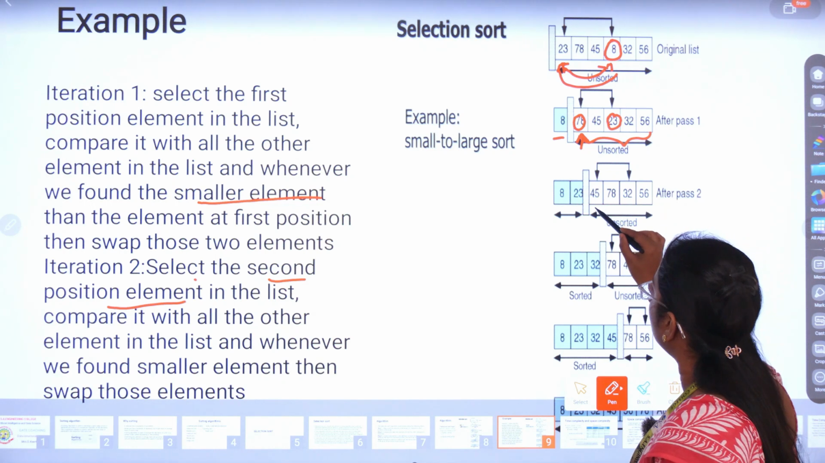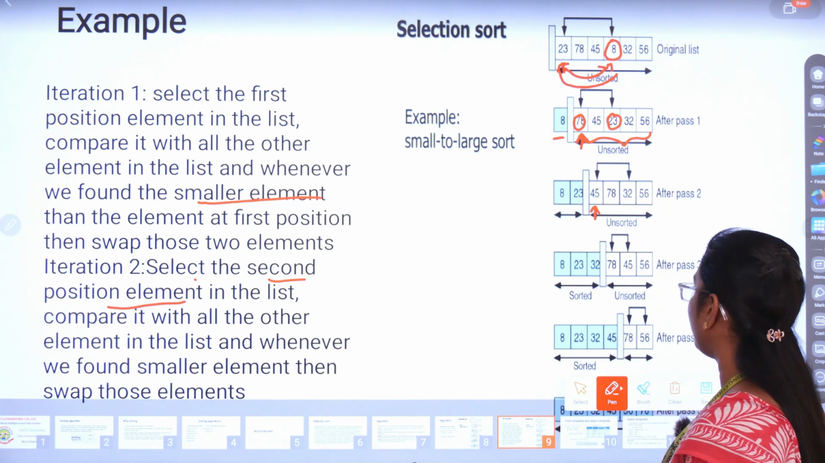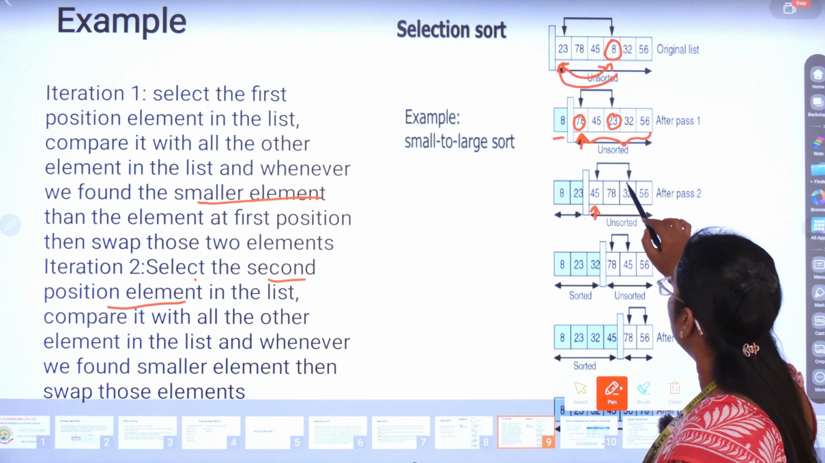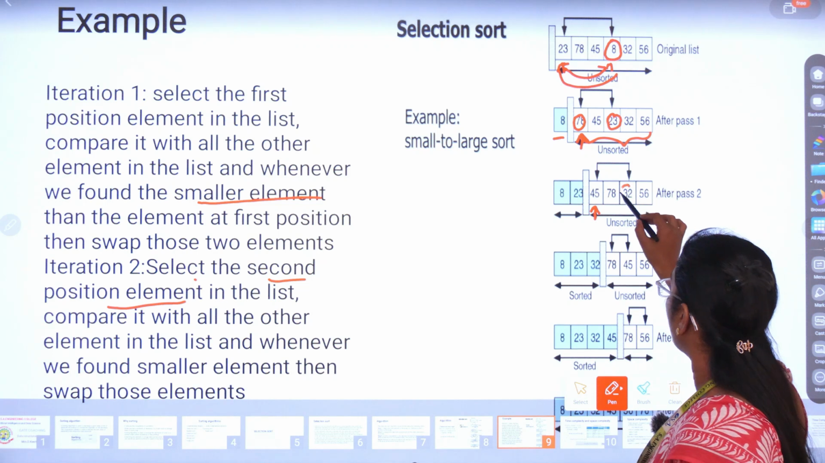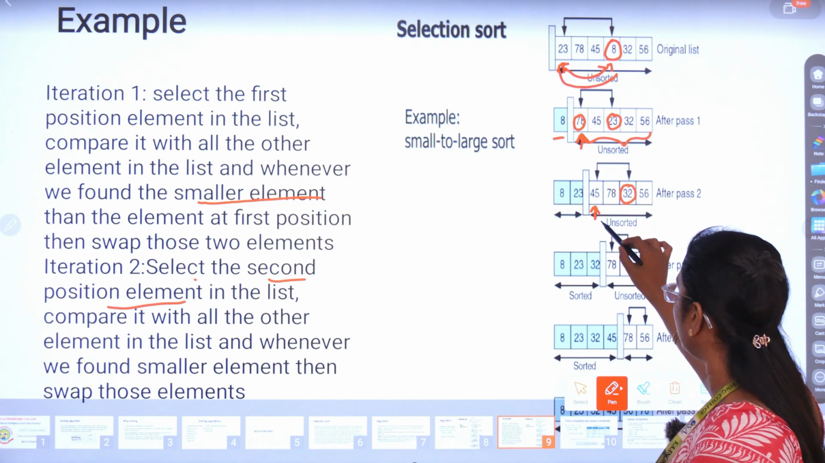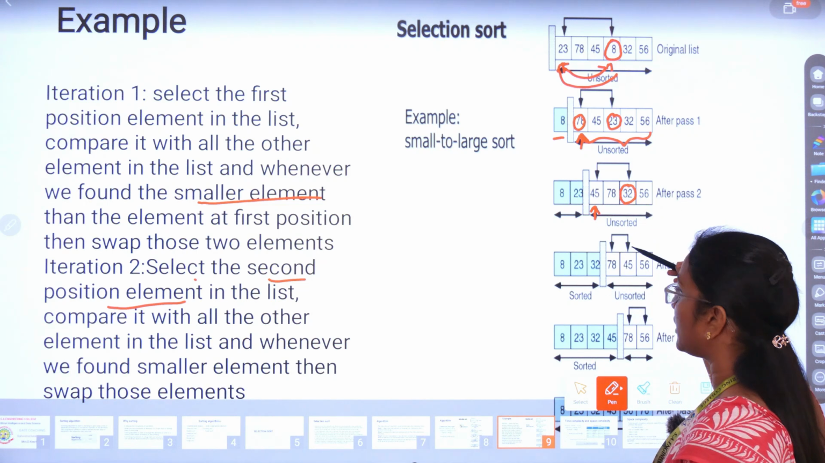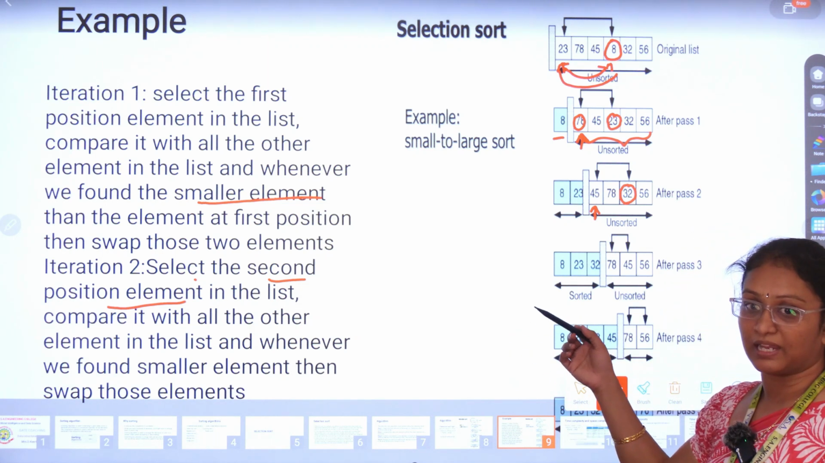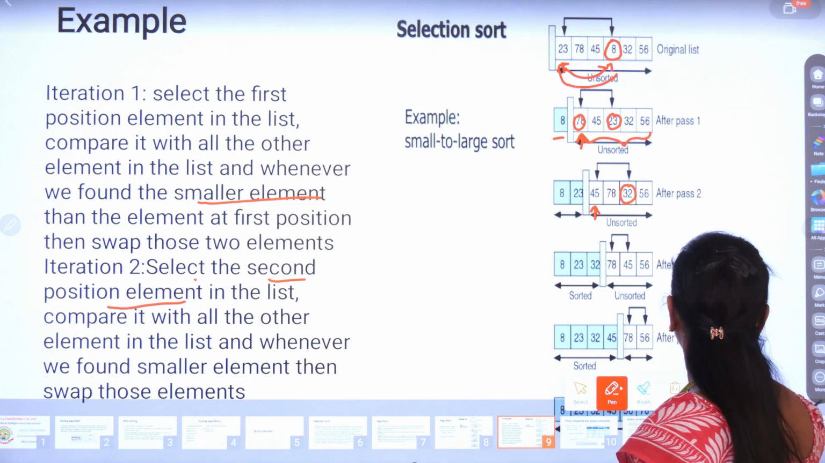Now we take the third position element, 45, and compare it with all the other elements in the list. When we find a smaller element than 45, we do swapping. Likewise, we repeat the process until the array becomes sorted.